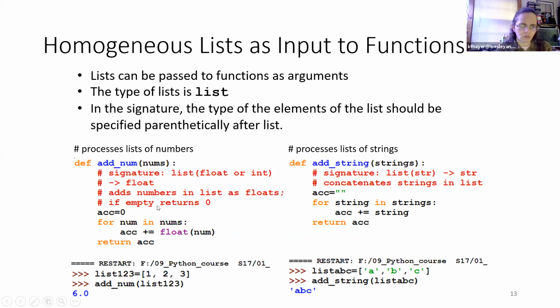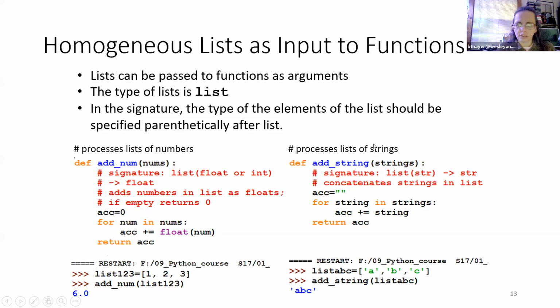If empty, it's going to return 0 because of the accumulator here beginning at 0. So here's our accumulator, and we do for a number in nums, so for loop, the accumulator is going to do a plus equal with a float of number and return accumulator. So this will basically take the sum. So if we add up 1, 2, 3, then we get 6.